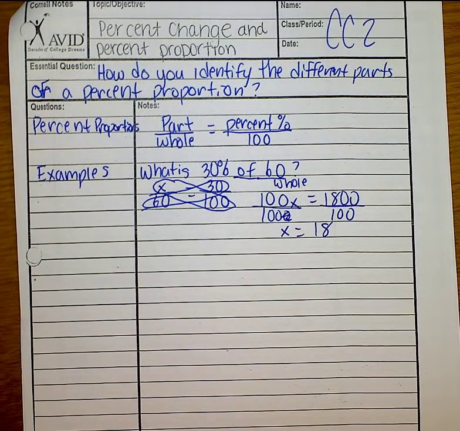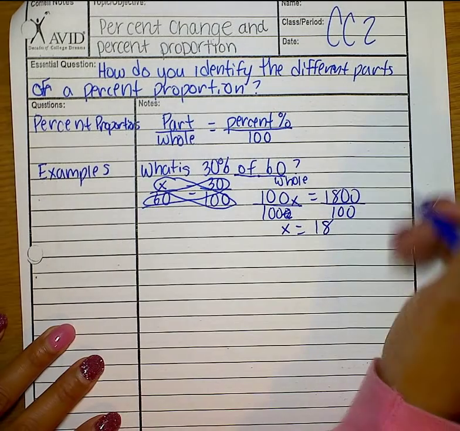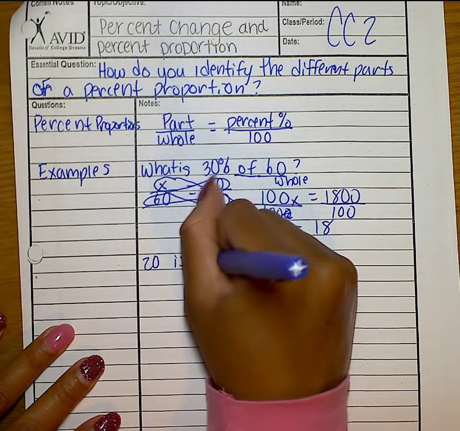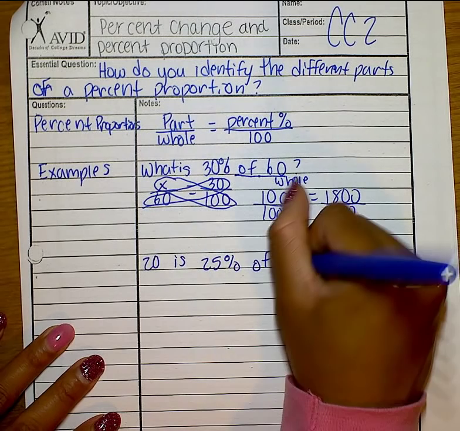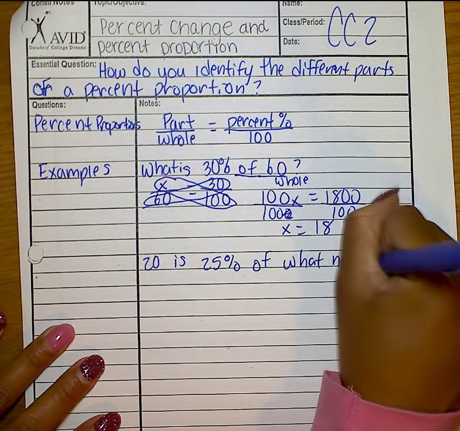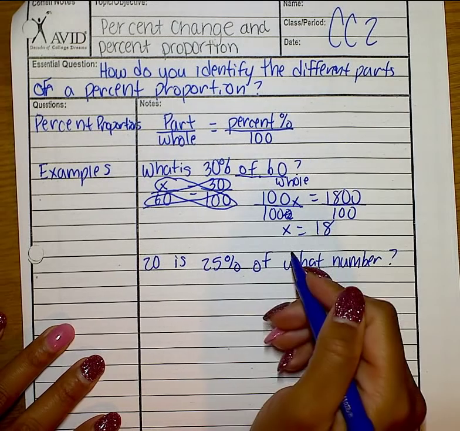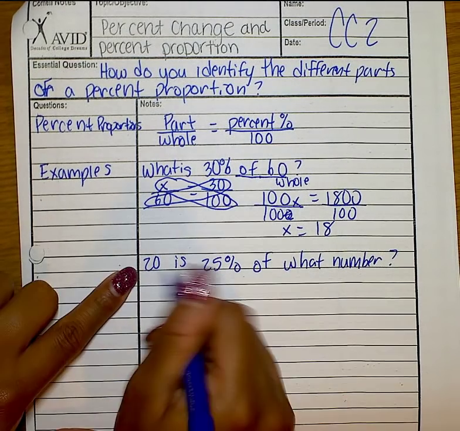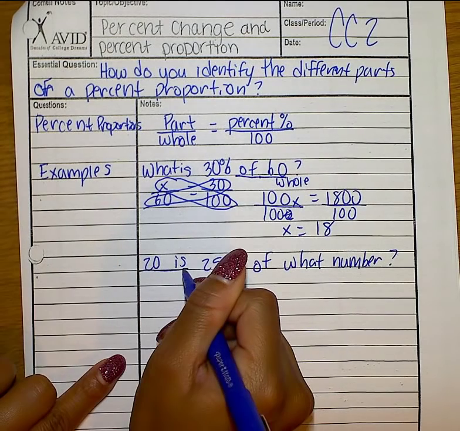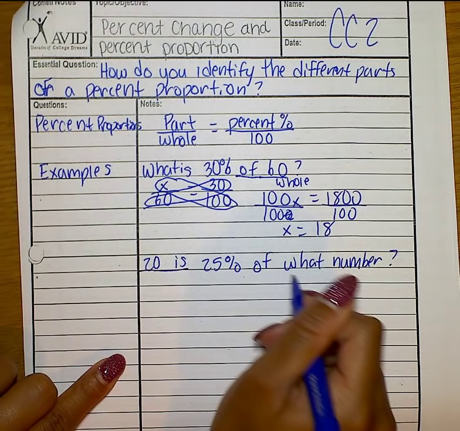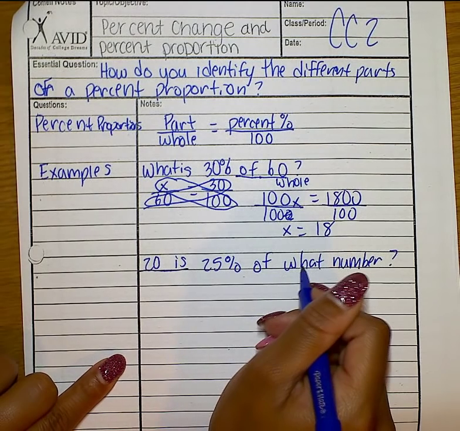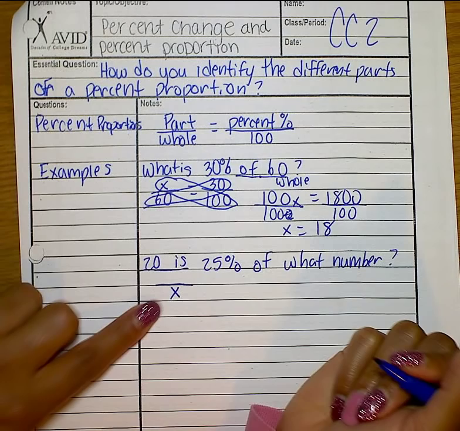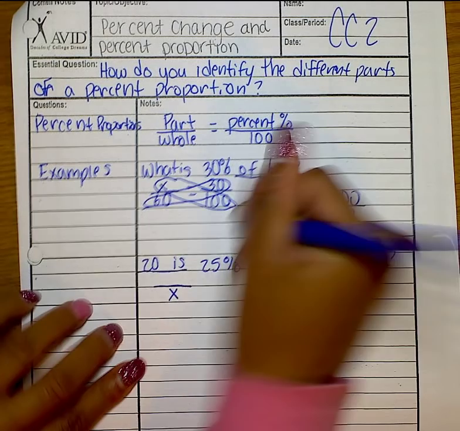Alright, another example. Let's say we have 20 is 25% of what number? So now we still need to figure out, is 20 our part or our whole? So 20 is, where you see this word is, remember that is always your part. The of is always your whole, but we don't know what the whole is because it says of what. So since we don't know what the whole is, our x will go in the spot where the whole goes in the denominator, and then the part 20 goes in our numerator.